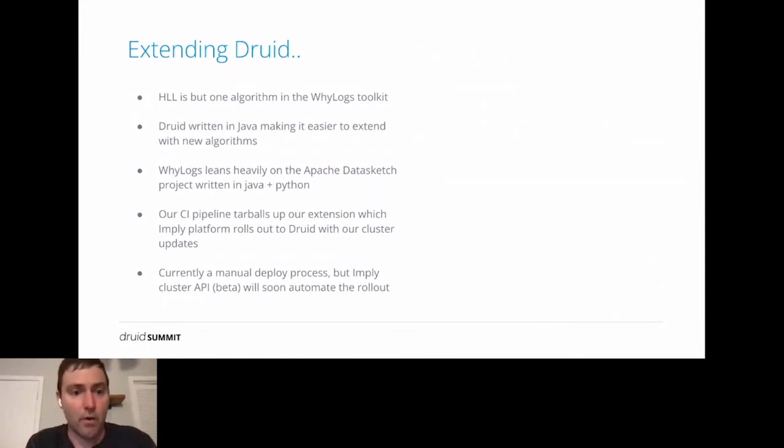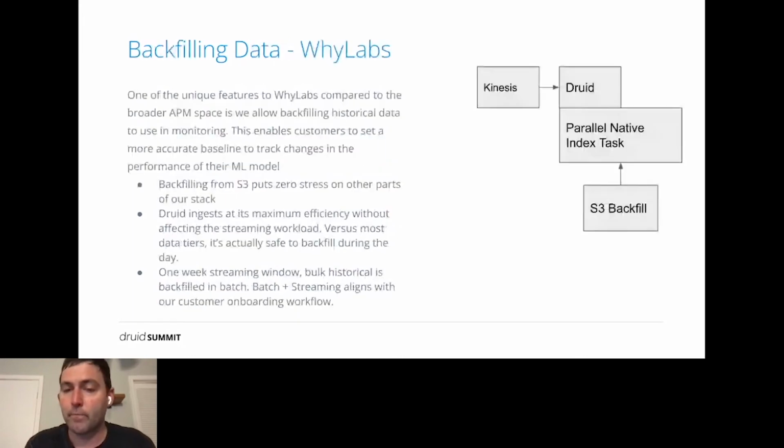And right now, the flow is that our CI pipeline tarballs up our extension, and the Imply platform rolls out our extension to our Druid cluster. That's a manual process right now, but Imply just released the cluster API beta, and we'll be able to automate that and integrate that with our CI pipeline.